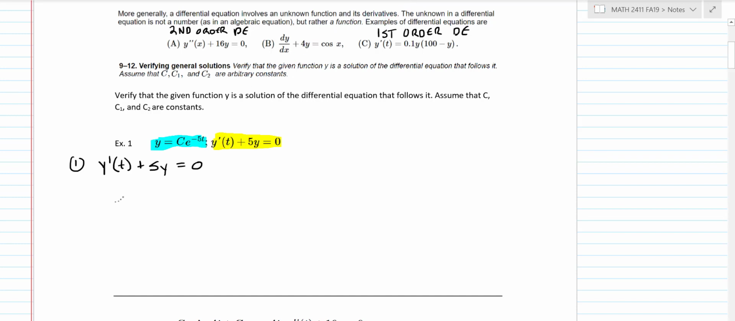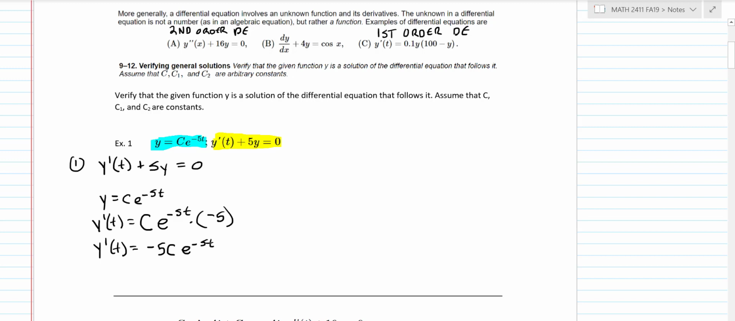All right, so what we want to do is start by taking the derivative of this potential solution. Okay, so let's just go ahead and do y prime of t. Okay, so c is an arbitrary constant, so we write that down. By the chain rule, the derivative of e to the negative 5t is e to the negative 5t itself, times the derivative of the exponent, which would be negative 5. Okay, so the first derivative is negative 5 times the constant c times e to the negative 5t. So that's where you want to start the problem, is just getting that derivative done.